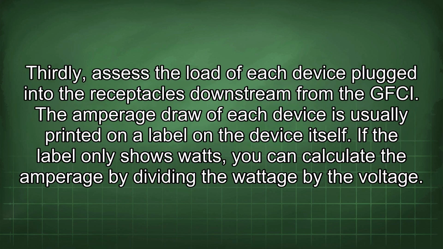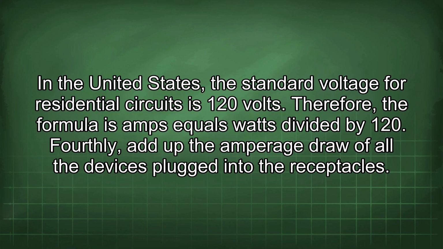Thirdly, assess the load of each device plugged into the receptacles downstream from the GFCI. The amperage draw of each device is usually printed on a label on the device itself. If the label only shows watts, you can calculate the amperage by dividing the wattage by the voltage. In the United States, the standard voltage for residential circuits is 120 volts. Therefore, the formula is amps equals watts divided by 120.